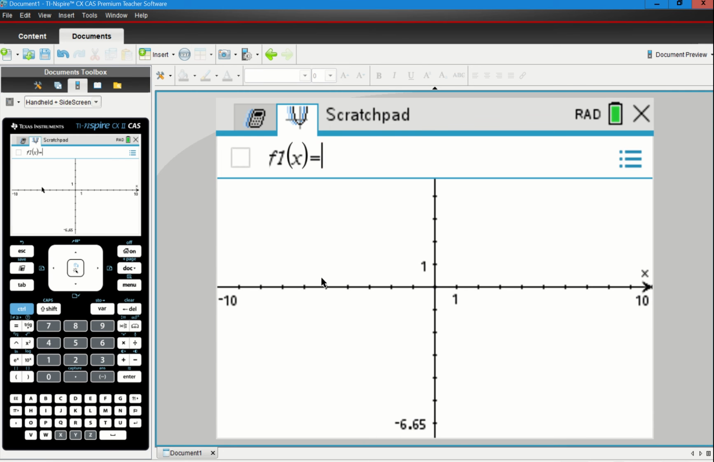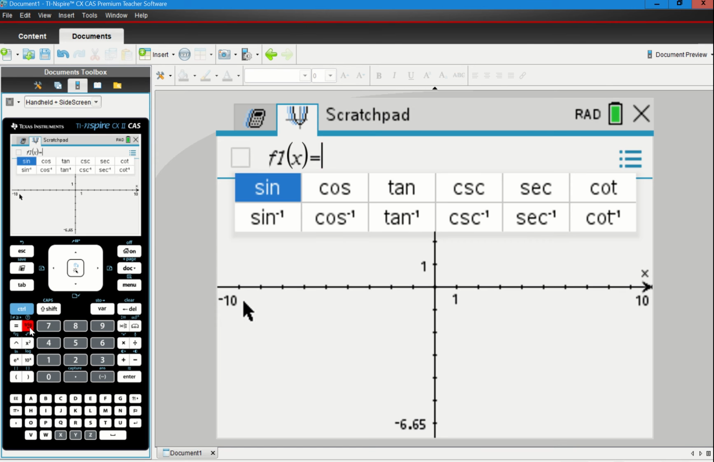So the first function I wanted to graph is the sine of x over x. Although you do have a keyboard available to you, you should never type trig functions ever. Your calculator is not going to actually recognize them if you type SIN. It will not recognize it. Instead, you need to use the trig button, which is to the left of the 7.